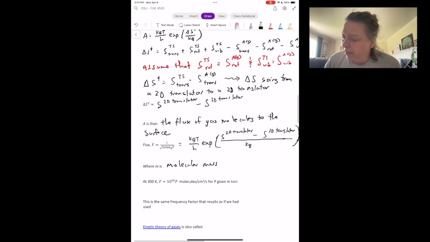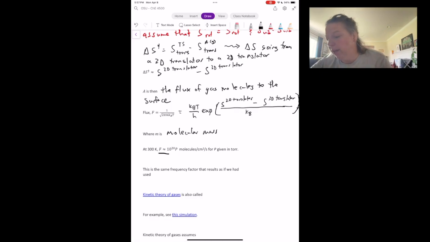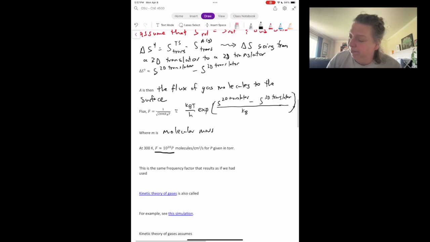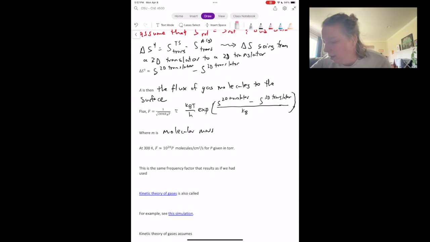If we were to quantify this out, the flux of gas molecules is going to be about 10 to the 20th times the partial pressure, when the pressure is given in torr, or millimeters of mercury, at 300 K. And that's going to be per square centimeter per second. So quite a large flux of gas molecules even at 300 K.